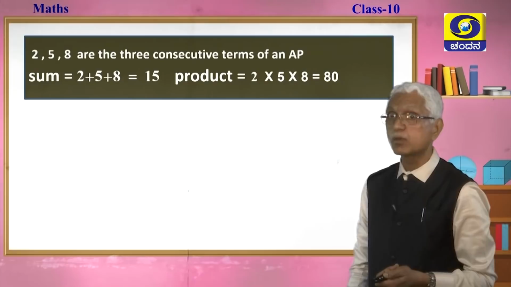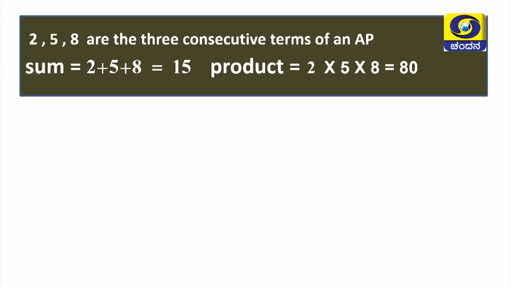Oh, there is one more problem. 2, 5, 8 are the 3 consecutive terms of an AP. And their sum, if you observe, is 15. And if you observe, the product of those 3 consecutive terms is 80. 2, 5, 8 are the 3 consecutive terms, add, it is 15. So, sum is 15. Find the product, it is 80. Therefore, the product is 80.